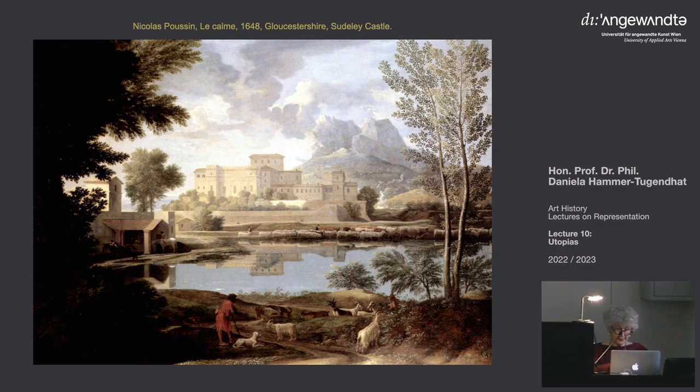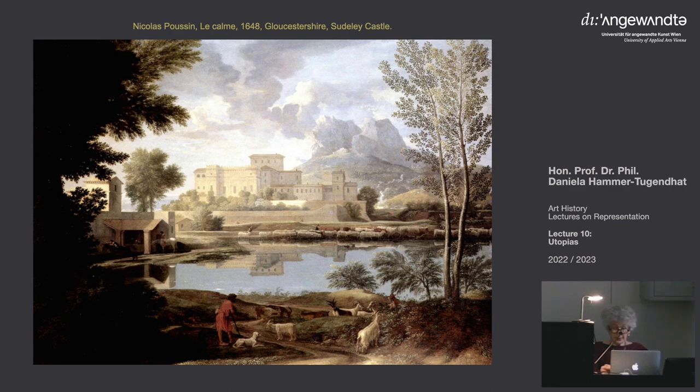Nicolas Poussin conceived quite a different form of utopia. Poussin was a 17th century French painter who decidedly distanced himself both from the royal court of the absolutist king in Versailles and from the Académie, as well as from the official church. He spent most of his working life in Rome.